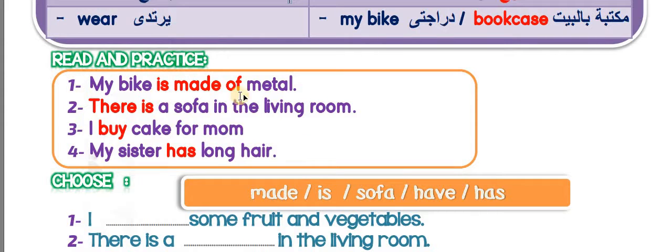My bike is made of metal مصنوع منين؟ من معدن metal. There is a sofa in the living room.